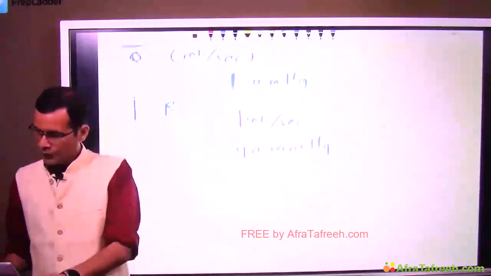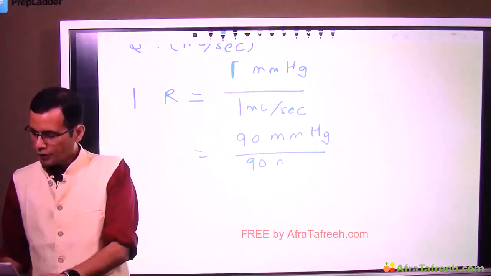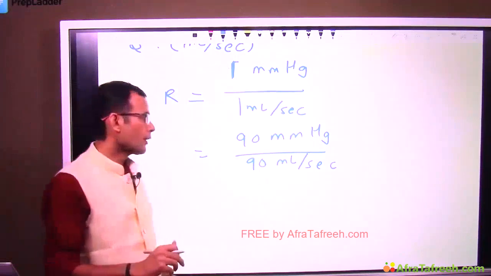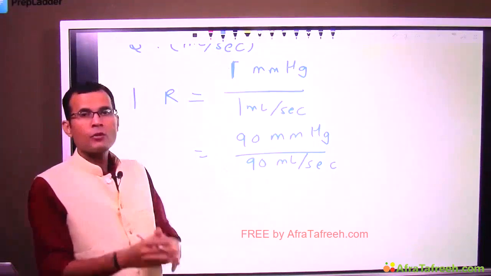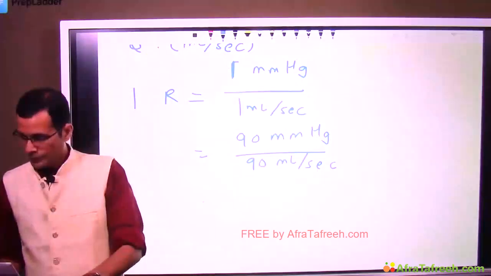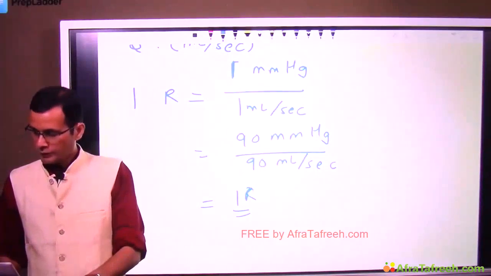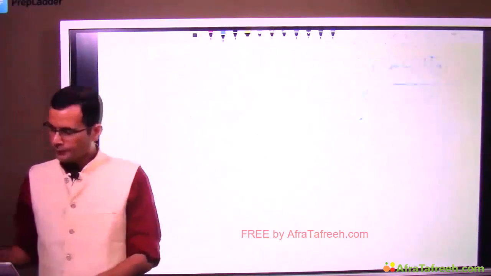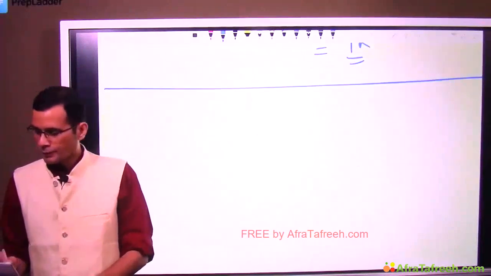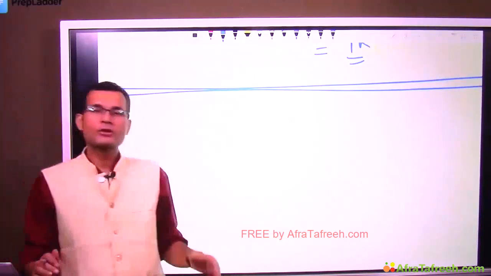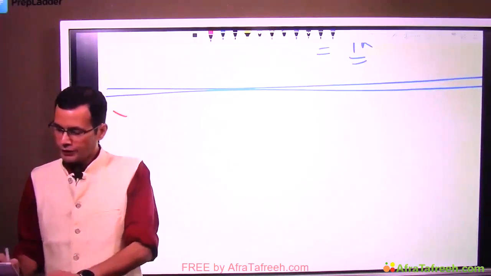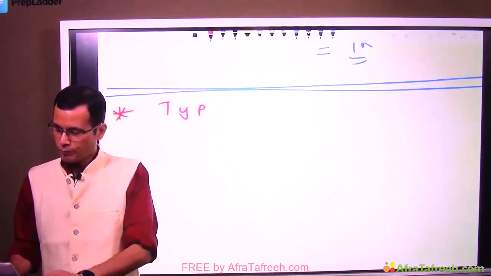So 90 mm of Hg upon 90 ml per second, the blood flow or the cardiac output. The answer was 1 PRU, peripheral resistance unit. That was the first part, the determinants of arterial blood pressure. Second, let's now see the types of blood pressure.